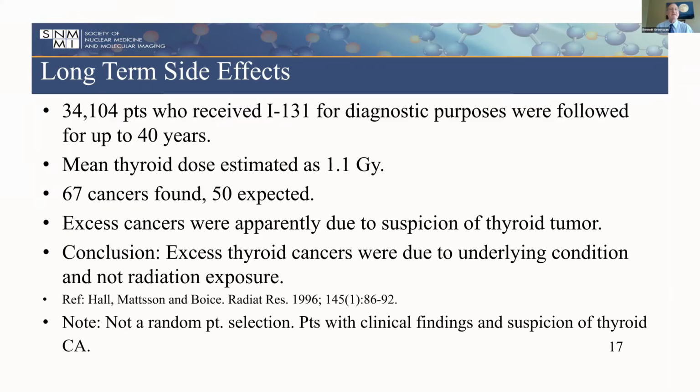nodules. In the study by Hall, et cetera, 34,000 patients who received I-131 for diagnostic purposes were followed for up to 40 years. Mean thyroid dose is estimated at 1.1 gray, or about 100 rem. 67 cancers found, 50 expected. However, the excess cancers were apparently due to suspicion of thyroid tumor, though the conclusion was excess thyroid cancers due to underlying condition and not radiation exposure. Note that this is not a random patient selection.